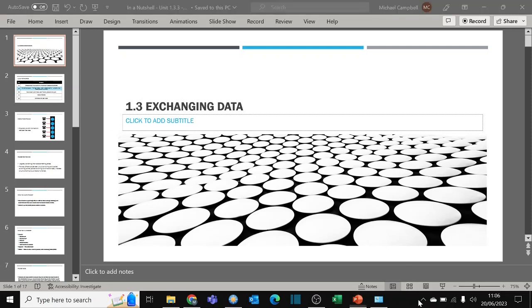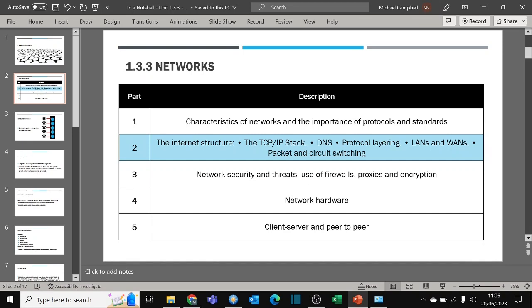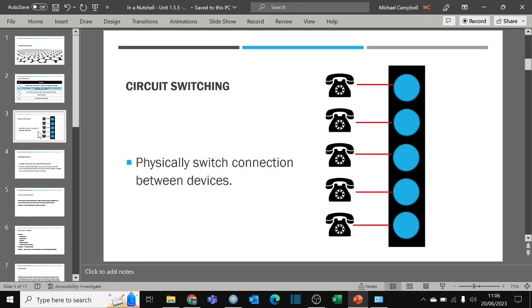Right, so in this one, I'm going to go through 1.3 exchanging data in this part of the course. So, first of all, let's go to it. Circuit switching. What is circuit switching?